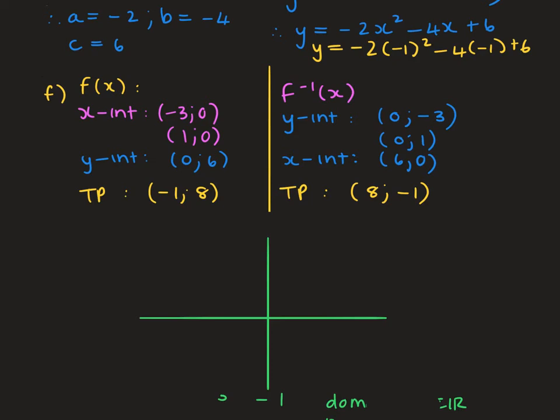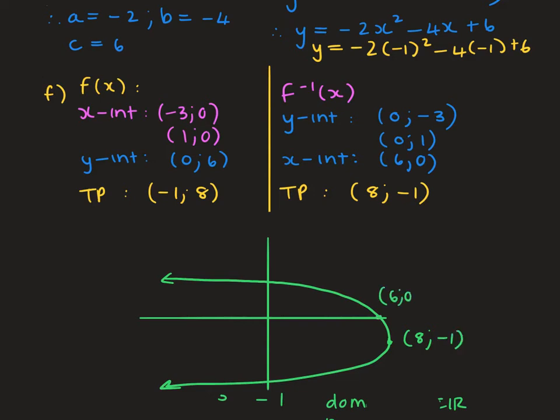So we've got a turning point at (8, -1). Your y-intercept, your x-intercept, turning point. So this was (8, -1), x-intercept at 6, y-intercept at (1, -3). So there is your inverse function. Pretty cool, hey? And with this, could I call this graph a function? No, it's not a function. It doesn't pass the vertical line test.